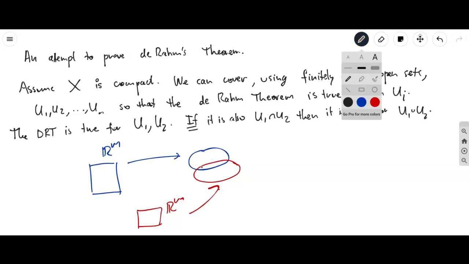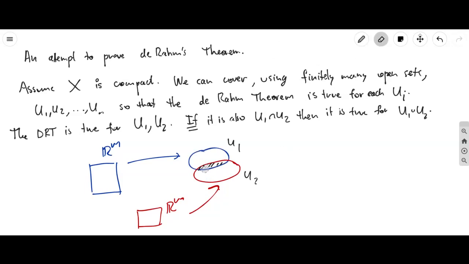Now, they overlap. So let's say this is U1 and U2. That's their intersection. So the issue here would be that with this intersection, it does not matter which of the two charts you use, because whichever one you use is going to have an issue.